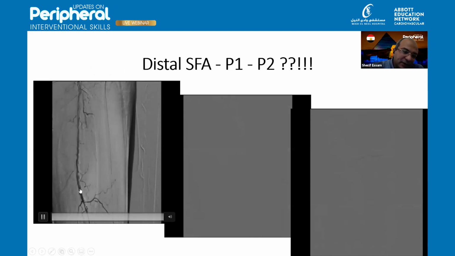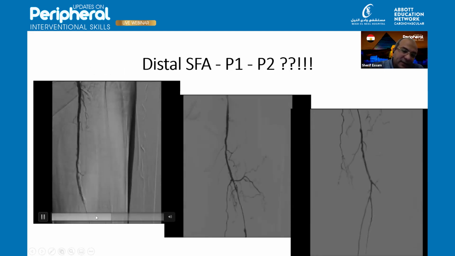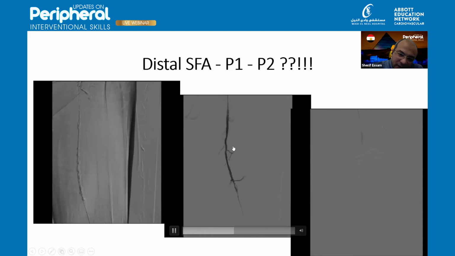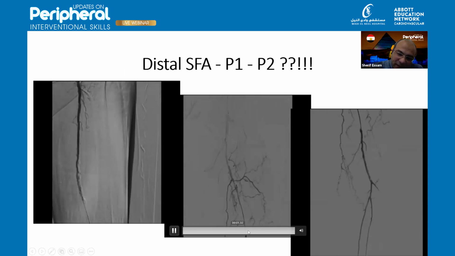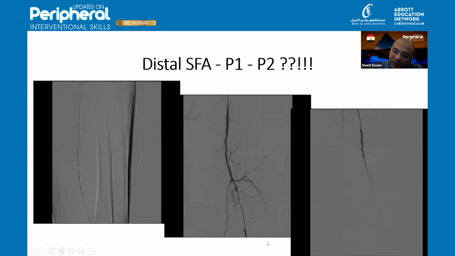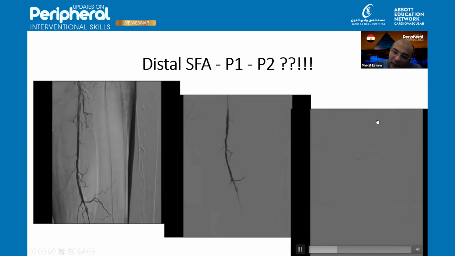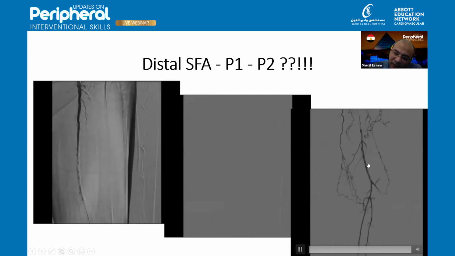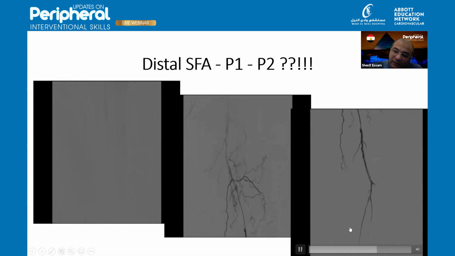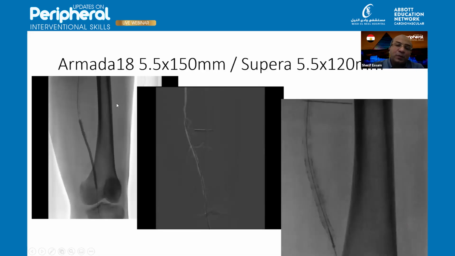Now, we proceeded to see what's going on down there. As you can see, that's the lower SFA in the middle image. That's the lower part of the SFA and the beginning of the popliteal. That's the knee joint down there in this middle image. And then the remaining popliteal P3 segment, and then the tibial vessels. So again, we decided to deal now with the pathology in this lower part.